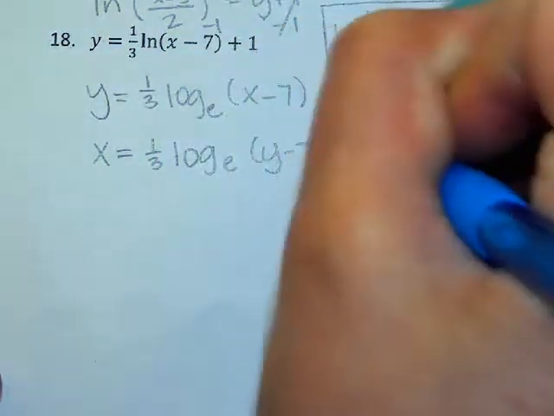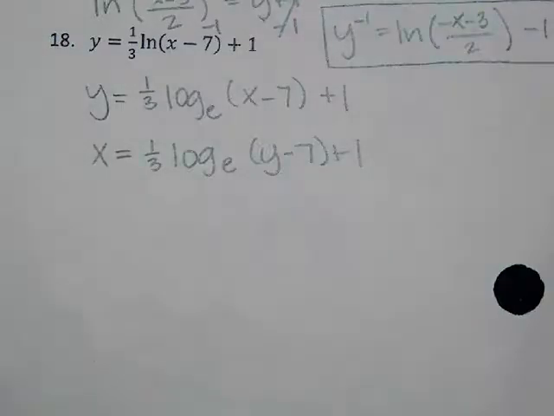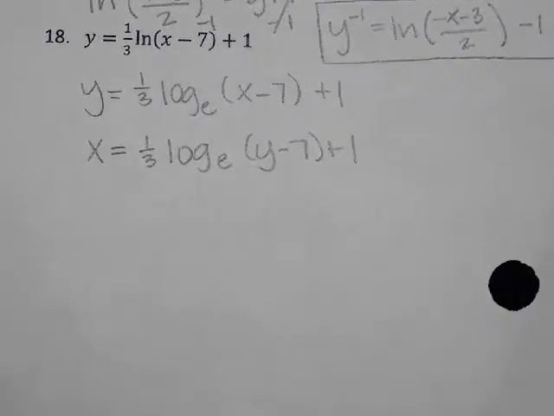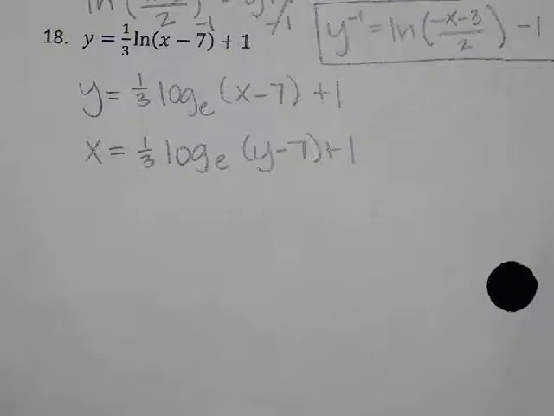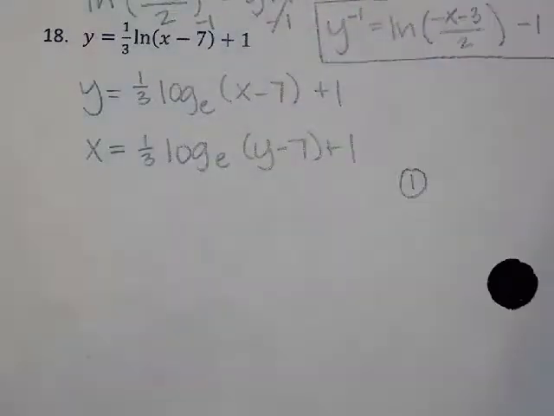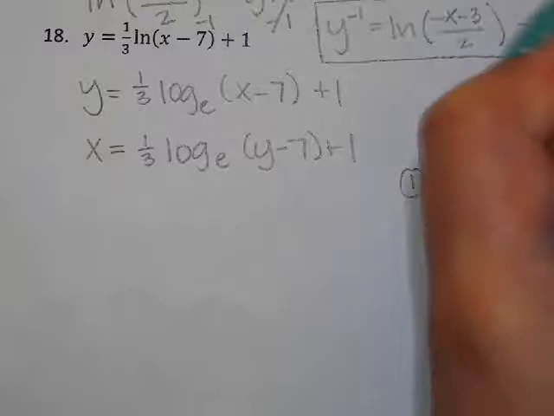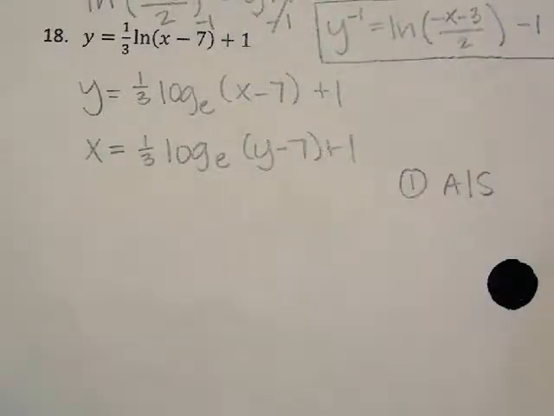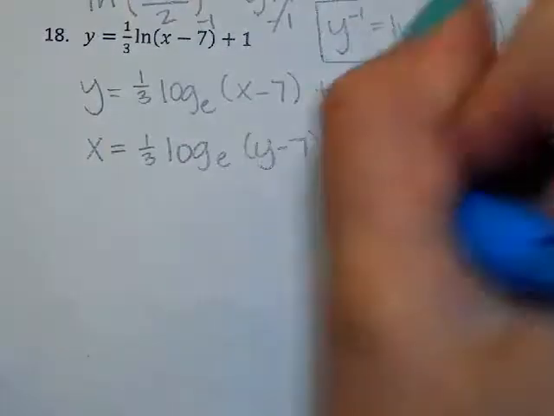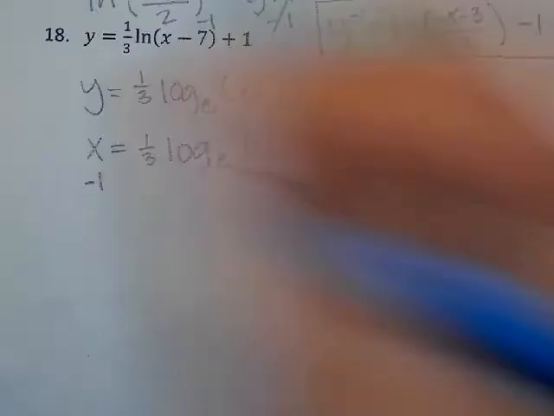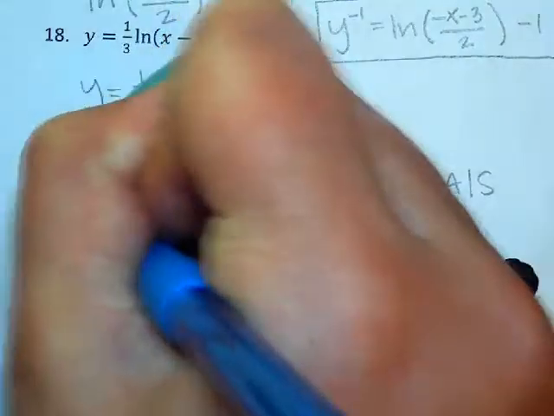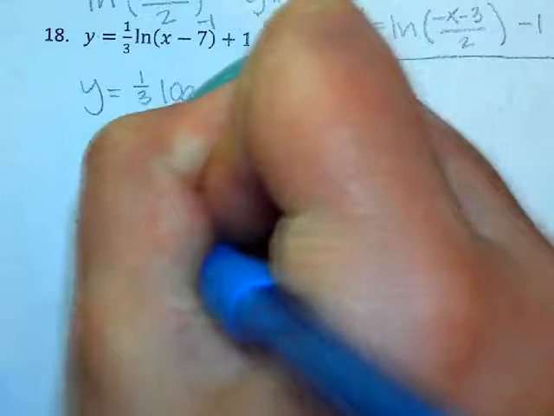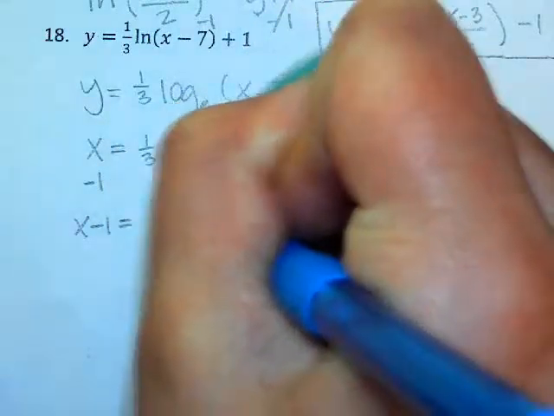Okay, I have found the inverse, but mathematicians don't like this answer. They say, no, that is not proper. So now what do we have to do? Step 1, add or subtract. Okay, and so what are we going to do? Subtract the 1. Okay, so x minus 1 equals 1/3 log base e of y minus 7.